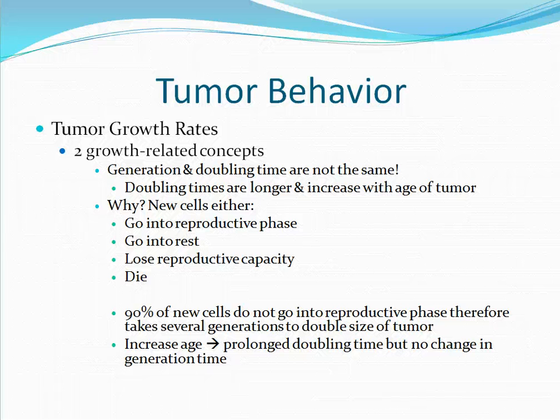90% of all new cells do not go into the reproductive phase. Therefore, it will take several generation times to double the actual size of the tumor. Then, as the tumor ages, generation times do not show any change, whereas the doubling time becomes prolonged.